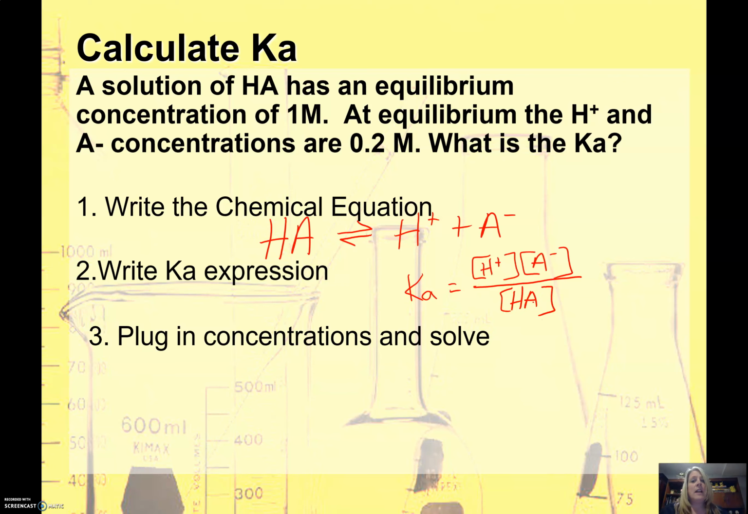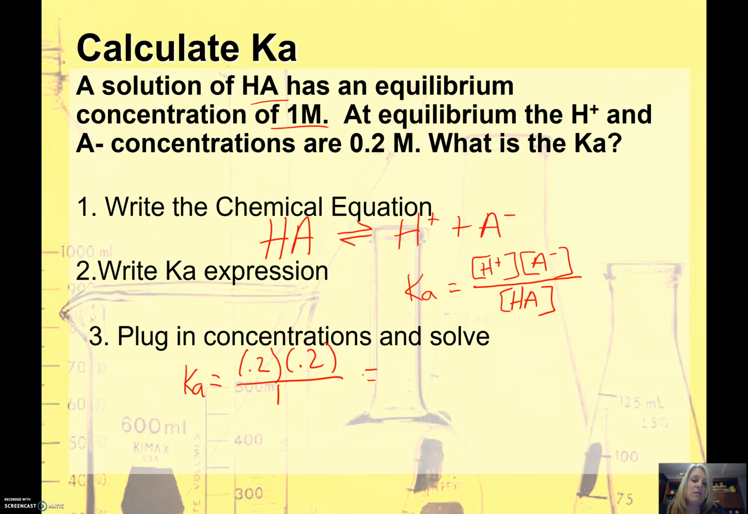All right, now all we got to do is plug in our numbers and do some math. So we're solving for Ka. The H plus and the A minus concentrations are both 0.2. So we're going to do 0.2 multiplied by 0.2. And then we're going to divide that by 1. So HA has a concentration of 1.